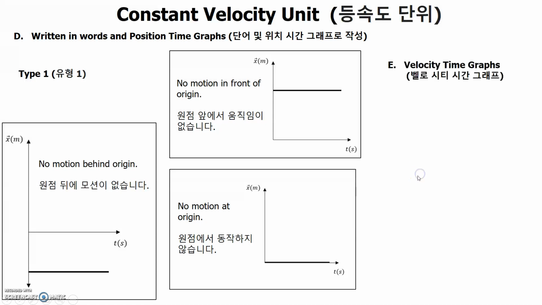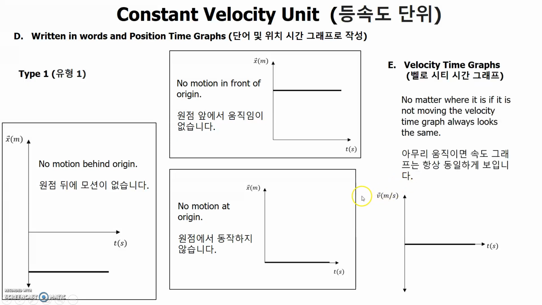For each one of those, the velocity time graph looks the same. So no matter where it's standing at, if it's not moving, the velocity time graph looks like this: 0 speed.